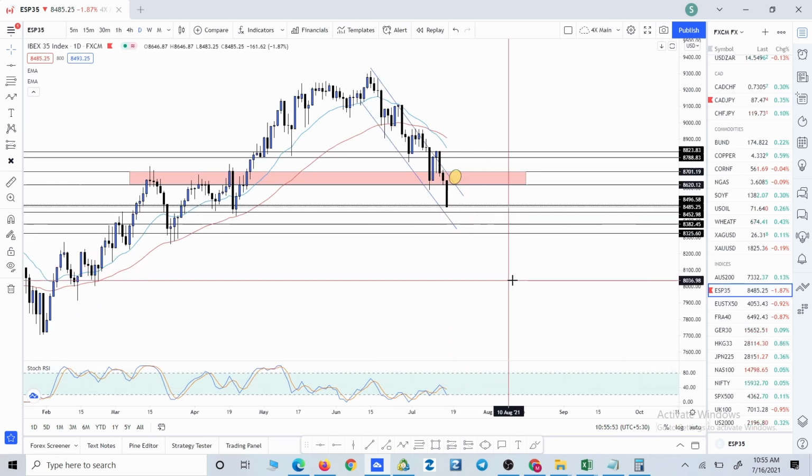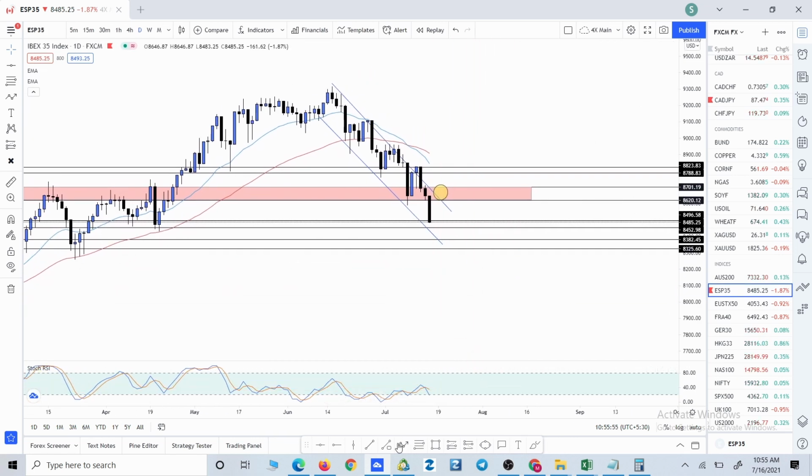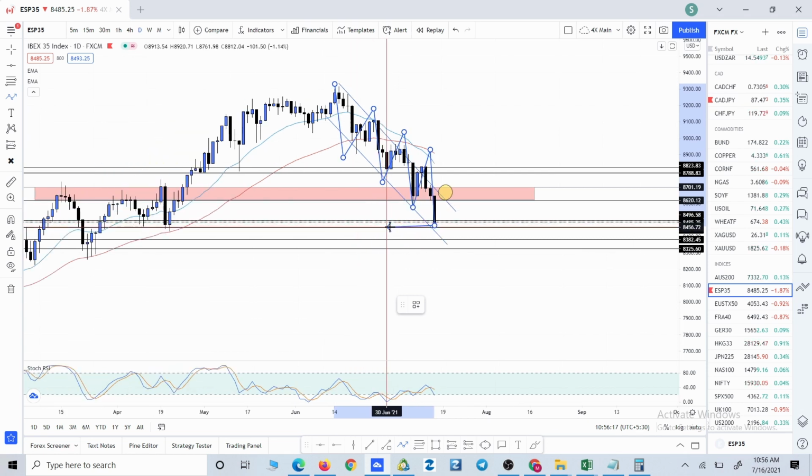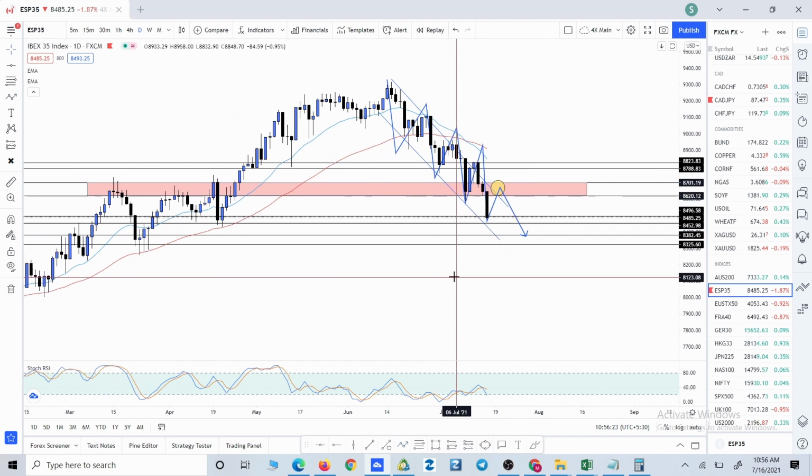Last pair is ESP35. ESP35 is also making continuous lower lows and lower highs, friends. Starting from here, we have the high, low, lower high, lower low, lower high, lower low, lower high, and the price closed below this previous low, so we have a lower low. Now what I'm waiting for is the price to retrace back to this yellow zone and give us a shorting opportunity to go short.